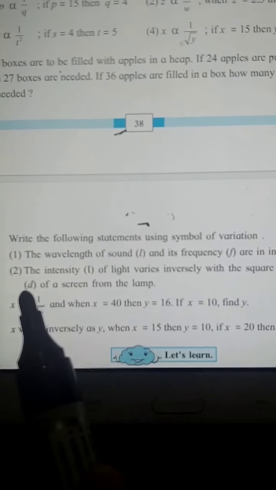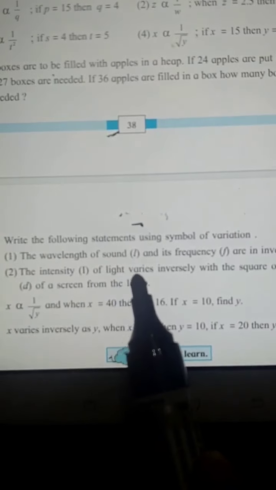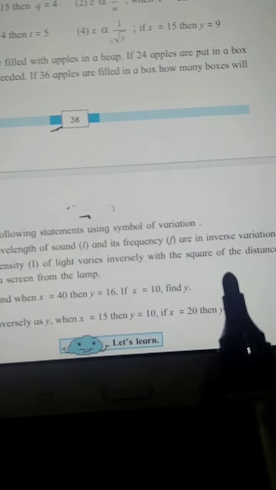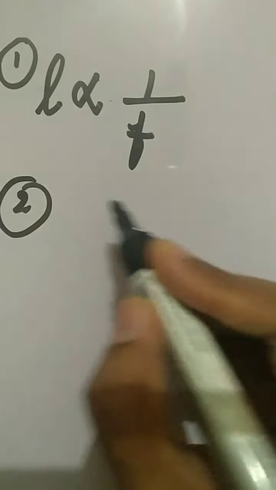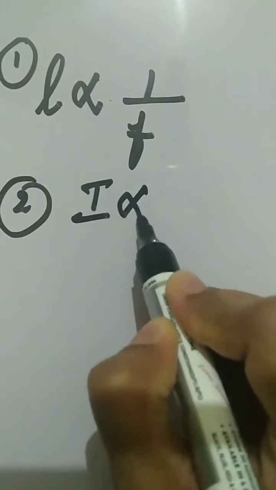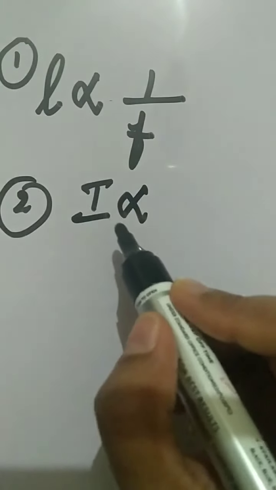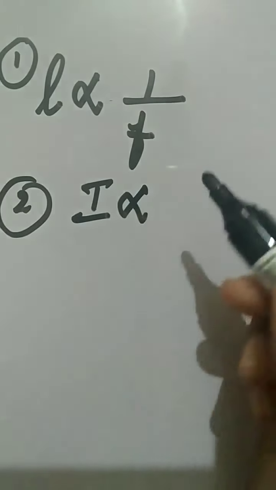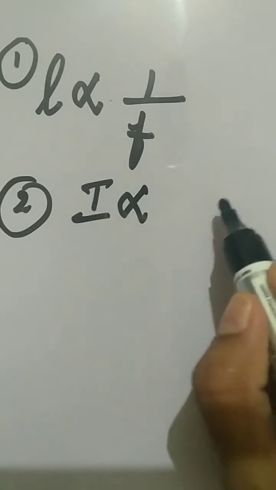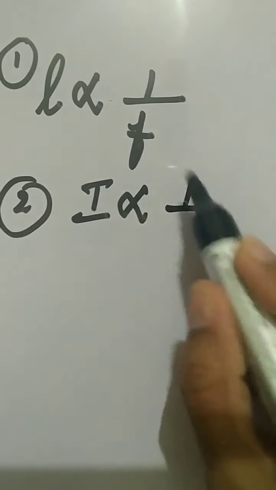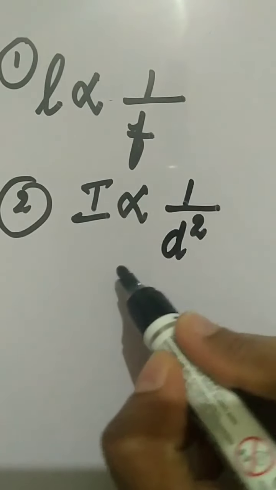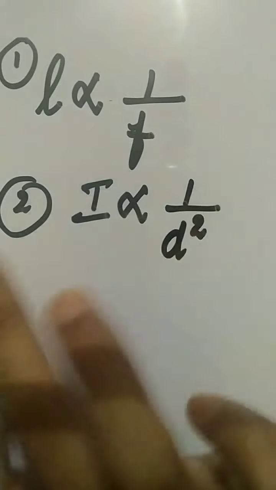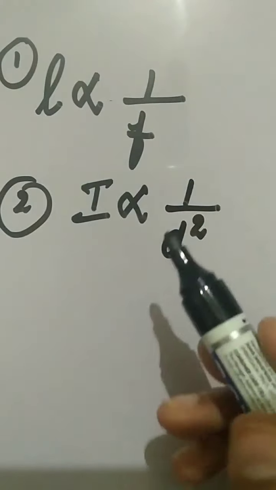See the second question. The intensity I of light varies inversely with the square of the distance D of a screen from the lamp. Okay. So intensity I varies. Same symbol you have to use. They have used a capital I, so I am also using capital I. Intensity of light I varies inversely to square of the distance, so D square. Square of the distance of screen from the lamp. That's it. Writing in symbol. For 1 mark can come.